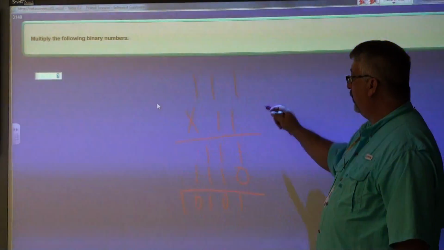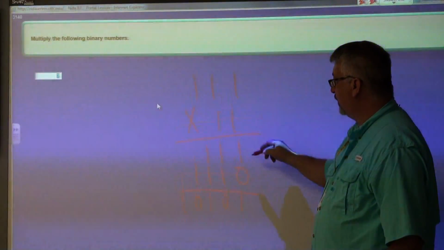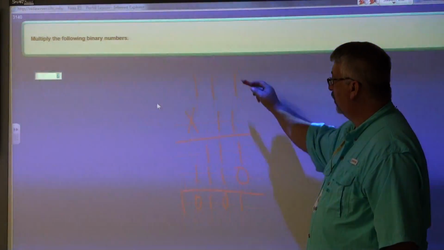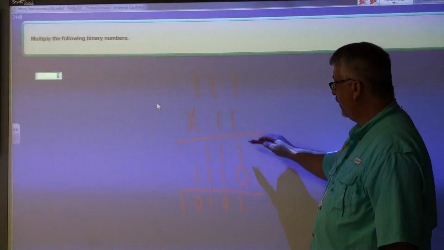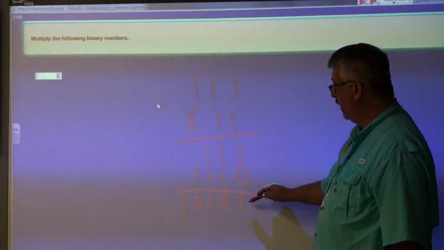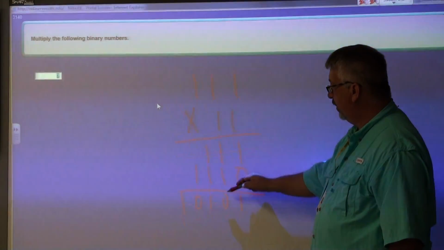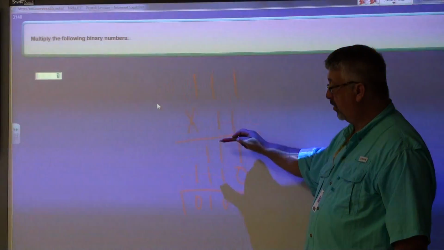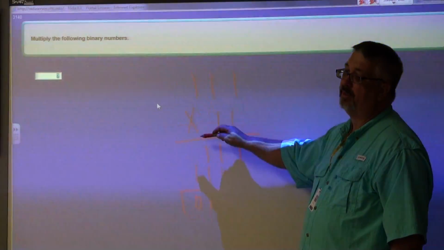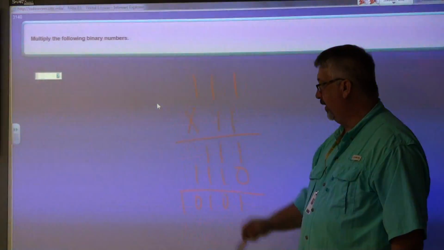So we did the 111 times the 1, which gives us 111, we place our 0, do 111 times 1, that gives us 111 with the implied 0. 1 and 0, 1. 1 and 1, 0. 1, 1, and 0 plus 1, 1 is 1, carry a 1. 1 and 1 is 0, you carry that 1.